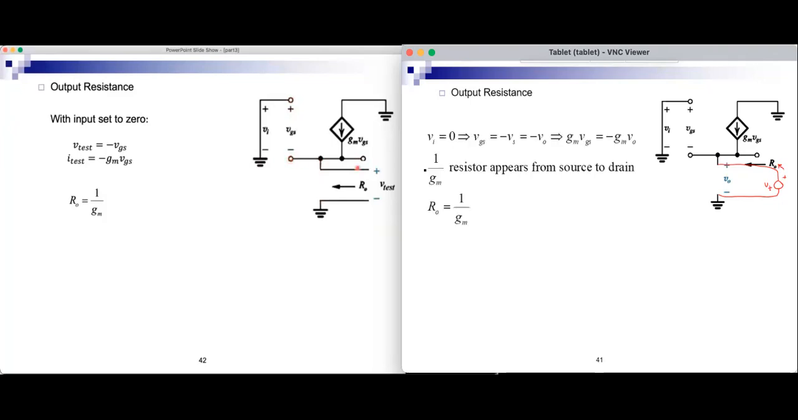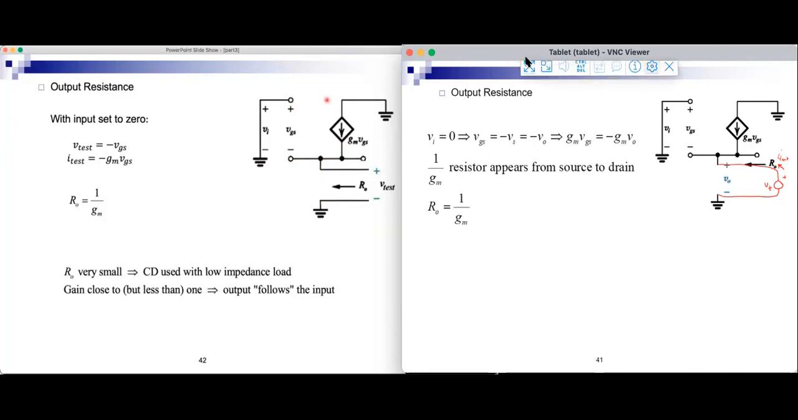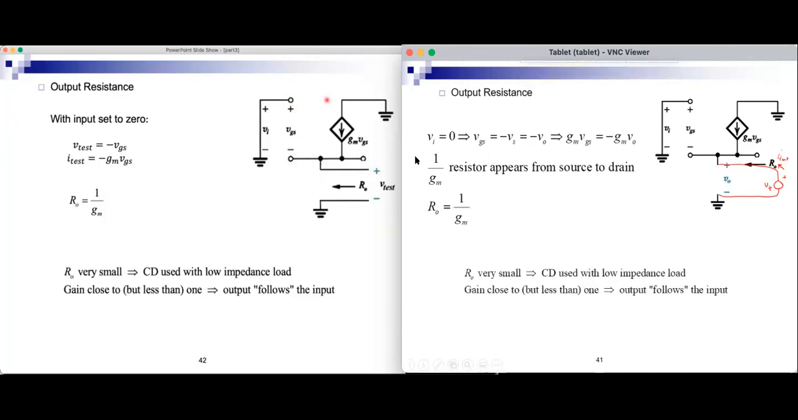And the I test, this current, will only flow here. So it's minus GM VGS. So V test is minus VGS and I test is minus GM VGS. That makes the output resistance equal to 1 over GM, which is relatively small compared to the output resistance of the common source, which was small RO. 1 over GM is usually much less than small RO.